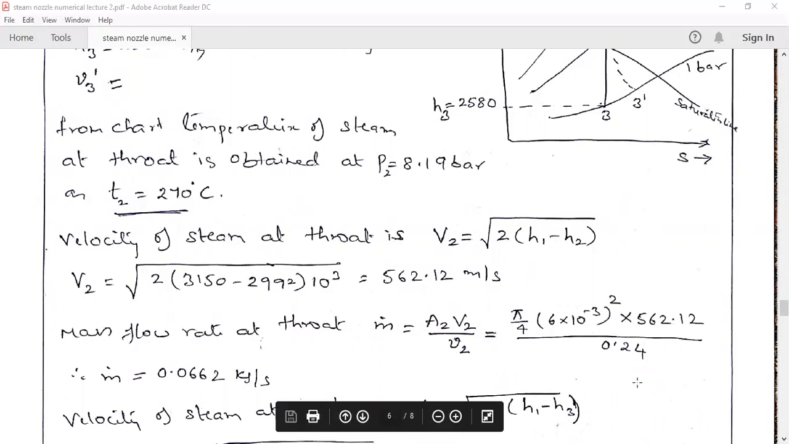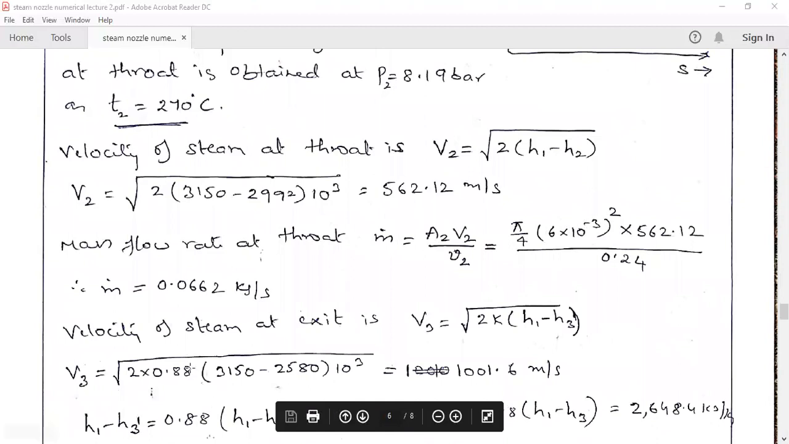as 0.24. Then the area: since the throat diameter is given as 6 mm, substitute and get the area, pi d square by 4. Since the diameter at the throat is 6 into 10 power of minus 3, whole square, get the area at the throat. With the velocity we obtained here, we get the value of mass flow rate.